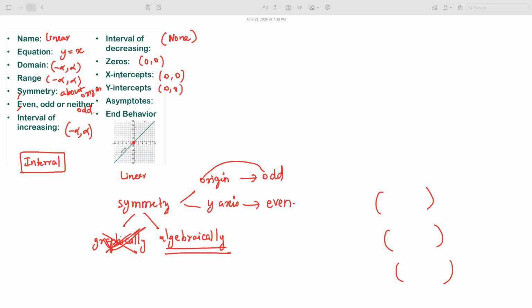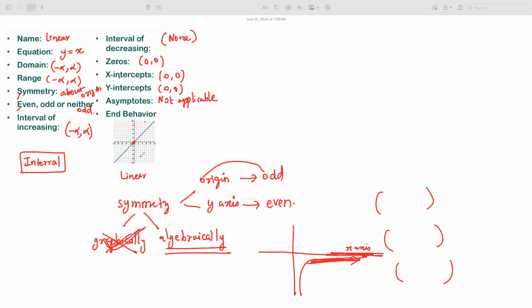Does this function have an asymptote? What is an asymptote? Suppose you have a graph like this. When x goes to infinity, this graph looks like it is going to merge with the x-axis, right? That x-axis is called the asymptote. The line with which the graph is trying to merge is called the asymptote. Does this function have an asymptote? No, not applicable.